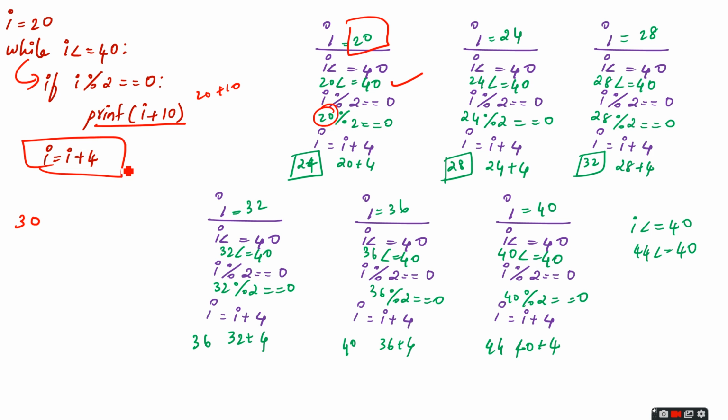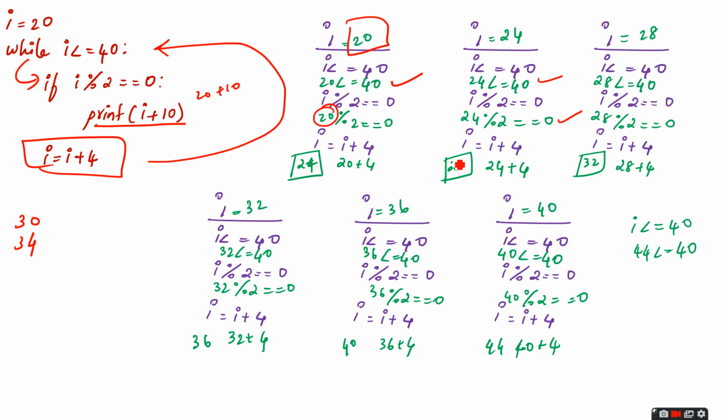We can see the update statement. I equal to I plus 4. 20 plus 4, it is 24. So next value of I is 24. We will go back to the loop. I equal to 24. 24 less than or equal to 40, condition true. When 24 is divided by 2, the remainder is 0. That is also true. So we have to execute the print statement. 24 plus 10, it is 34.